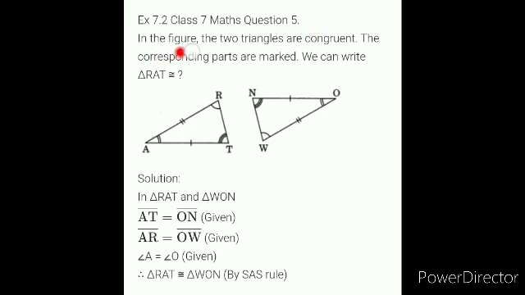Question 5. In the figure, the two triangles are congruent. The corresponding parts are marked. We can write triangle RAT congruent to question mark. They are only given these two triangles are congruent. Okay, but they are given triangle RAT is congruent to. How to name this triangle? We can name in any way, right? But in congruent triangles we cannot do like that.